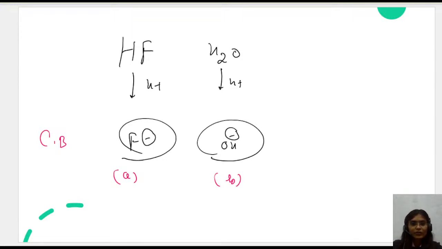Yes, A, I guess your name is Abhishek, right? So according to you, which one? OH. But I know according to the electronegativity order, fluorine, then oxygen, then nitrogen, right? Then how are you saying OH?